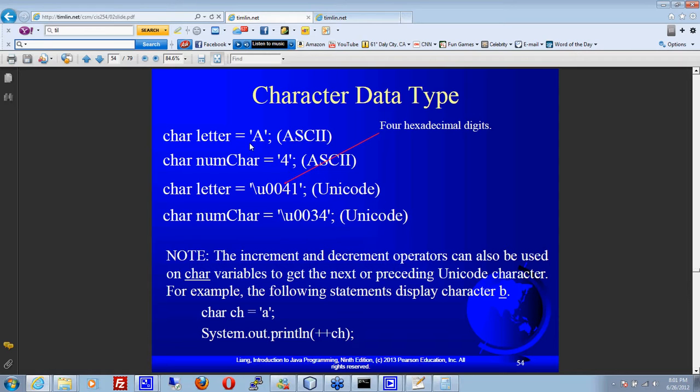A character is just that one character, and it's usually between a single quote. We'll talk about strings later on, and strings are multiple characters, and they're generally delimited between double quotes.